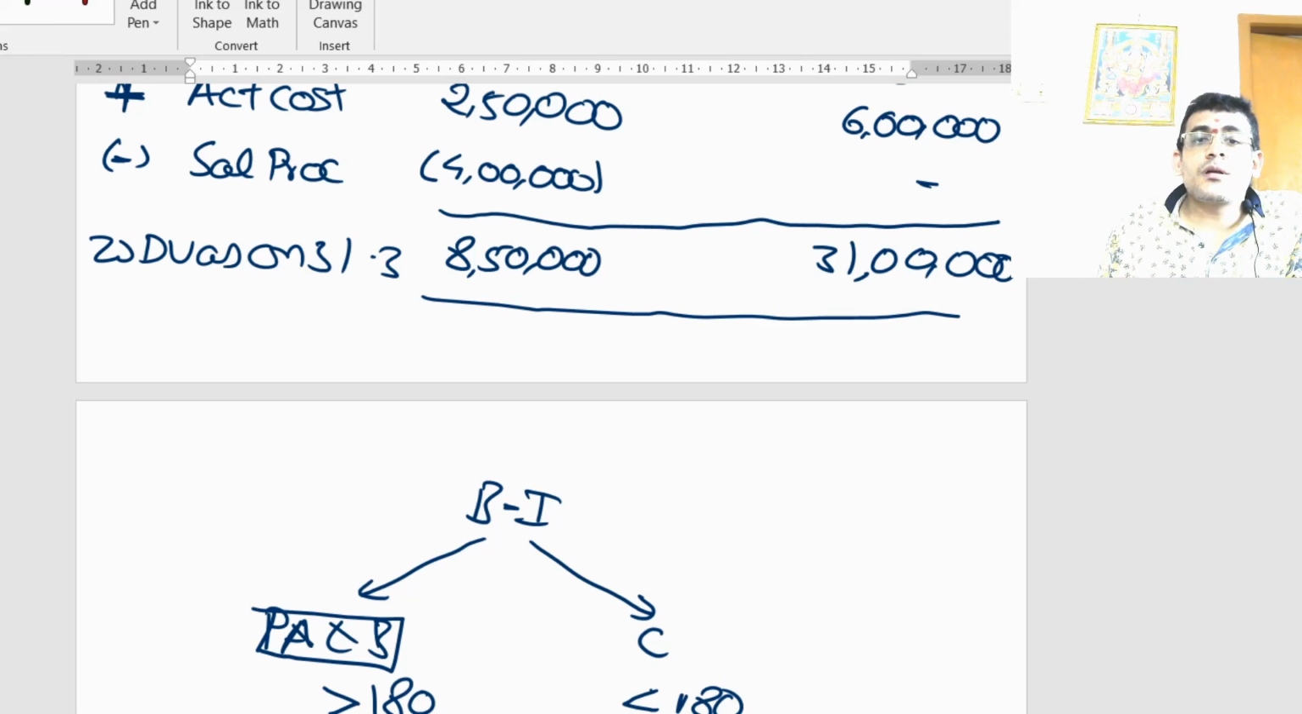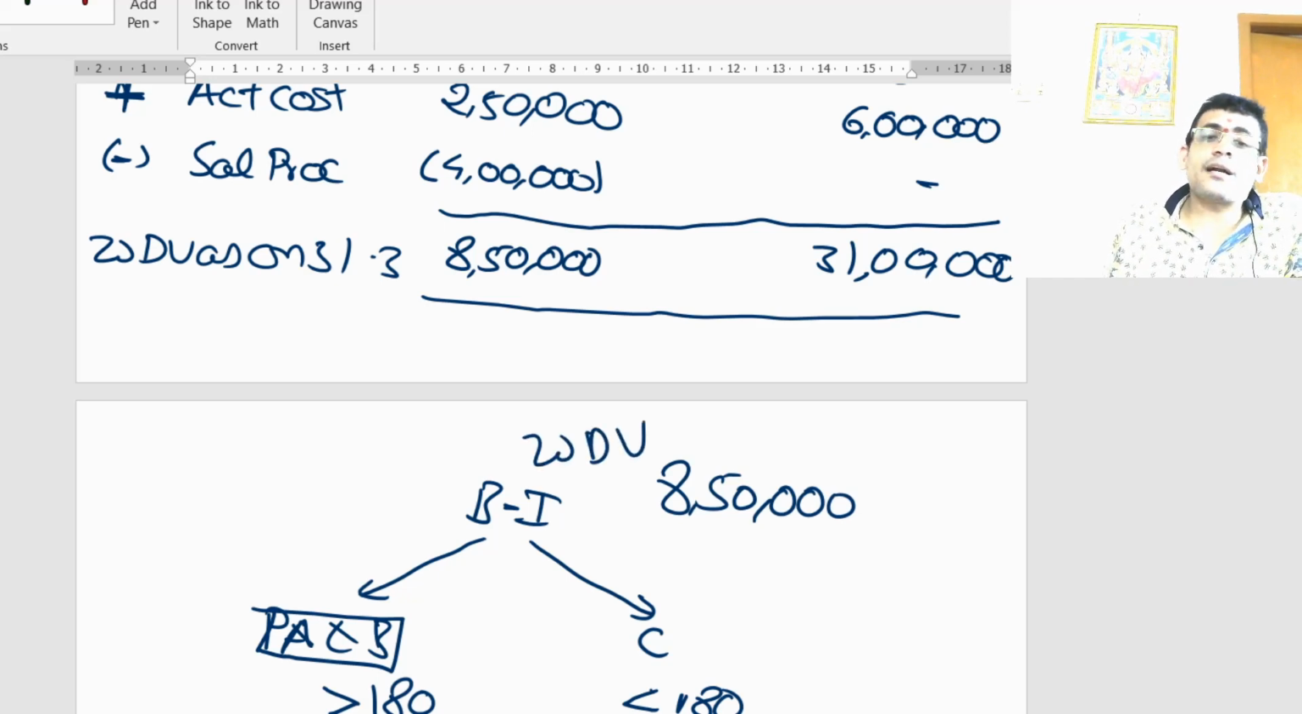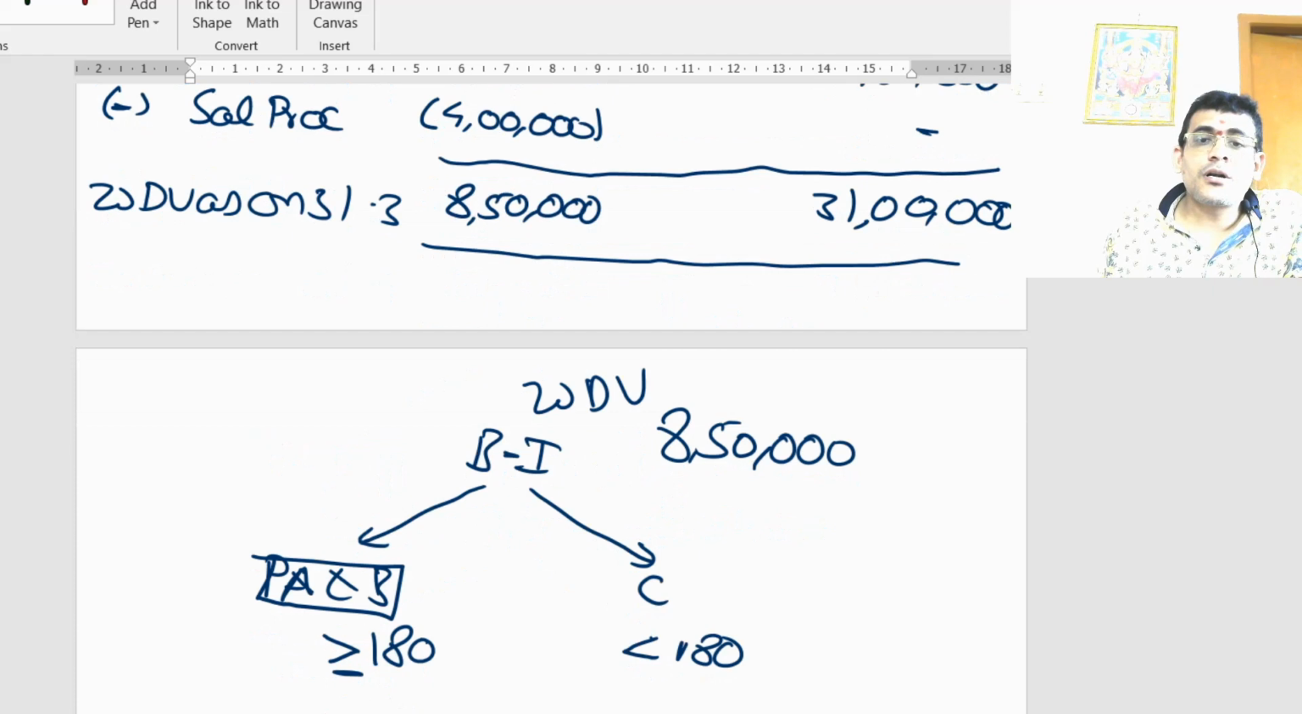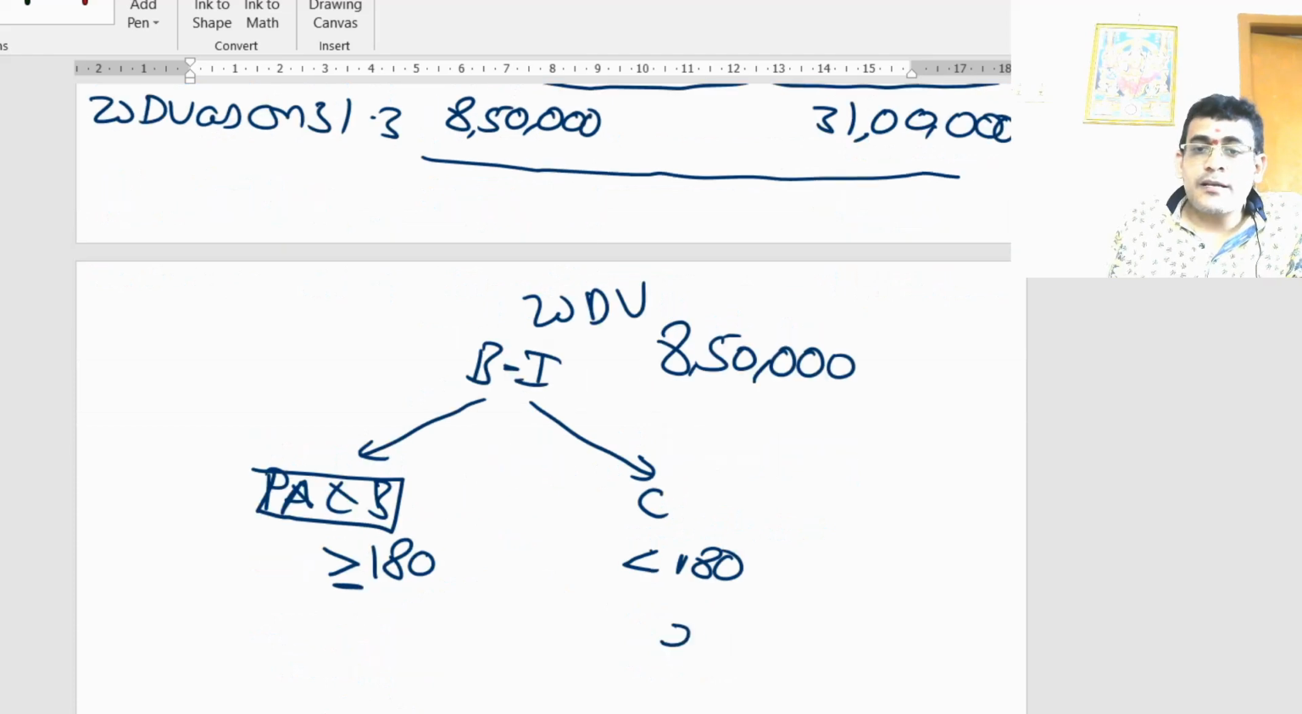Now what I should do? This WDV should be broken up into 2 segments. Now my WDV is what? 8,50,000 is the total WDV of the block. This entire WDV, I should break up into 2 parts. One WDV less than 180 days and WDV greater than 180 days. So what we will do here, we have to consider the actual cost of acquisition. What was the actual cost of acquisition? 2,50,000.